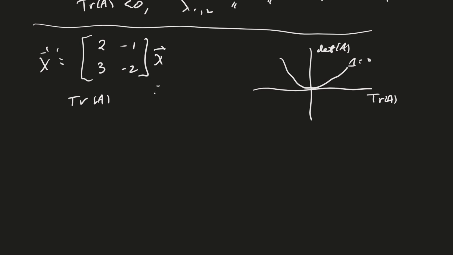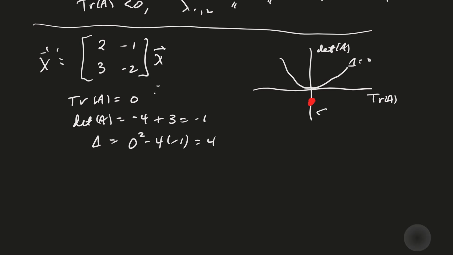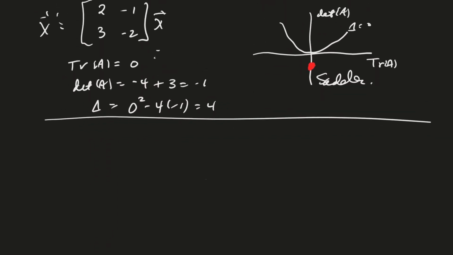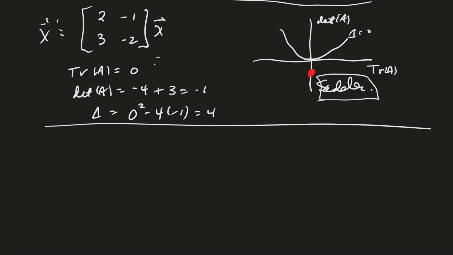So the trace of A in this case is 2 minus 2, which is 0. The determinant of A is minus 4 plus 3, which is minus 1, so that's negative. And the discriminant is going to be 0 squared minus 4 times minus 1, which is 4. So where are we in our picture? If the trace is 0 and the determinant is minus 1, we're here. Do you remember what that was? Saddle. Good. So we know to expect a saddle in our classification.